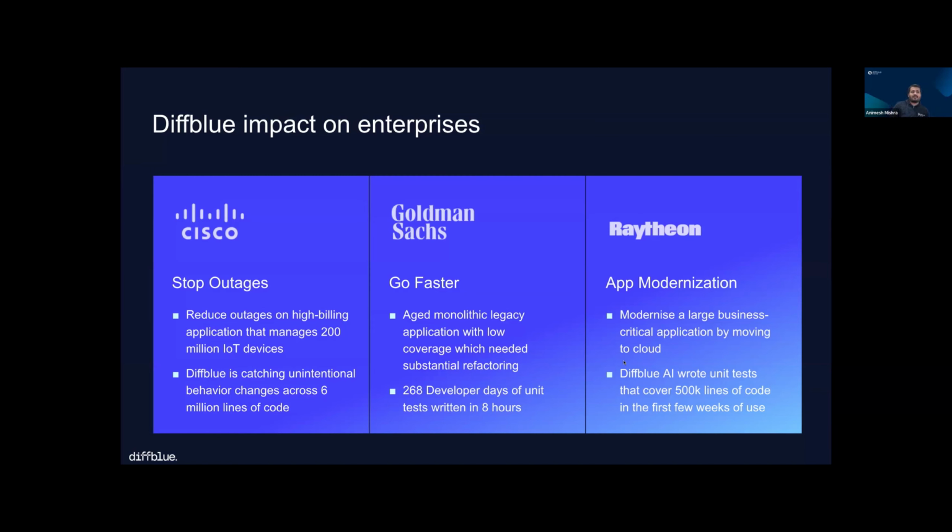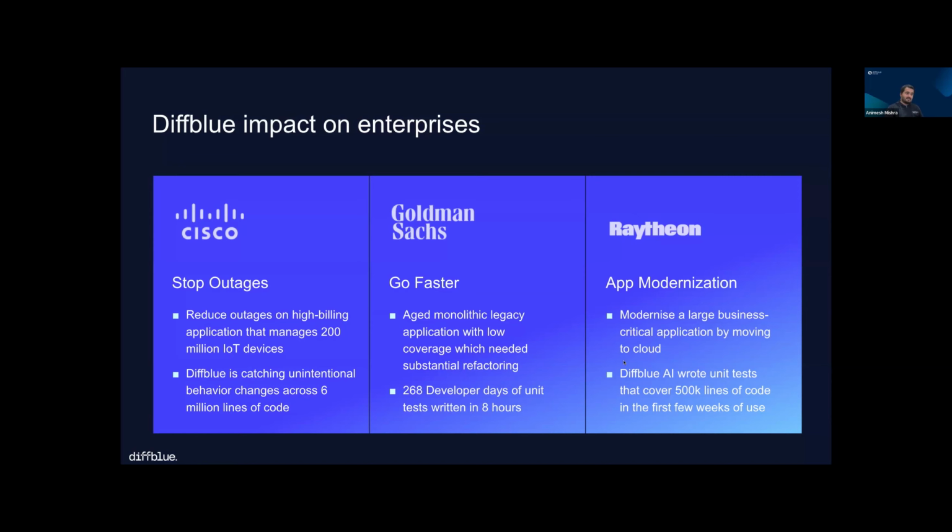And finally, Raytheon had a similar case where they had to move a business over to the cloud in a very short time period, and without any unit tests for those applications, it was an impossible task. They again used Diffblue to write a bunch of tests for their 500,000 lines of code in the first few weeks of use, and managed to make the transition to the cloud much faster and way ahead of their schedule.